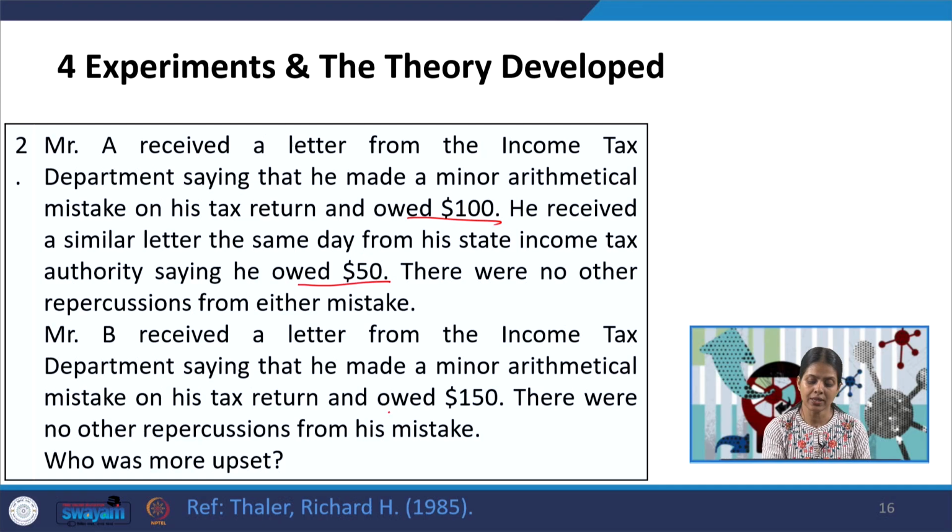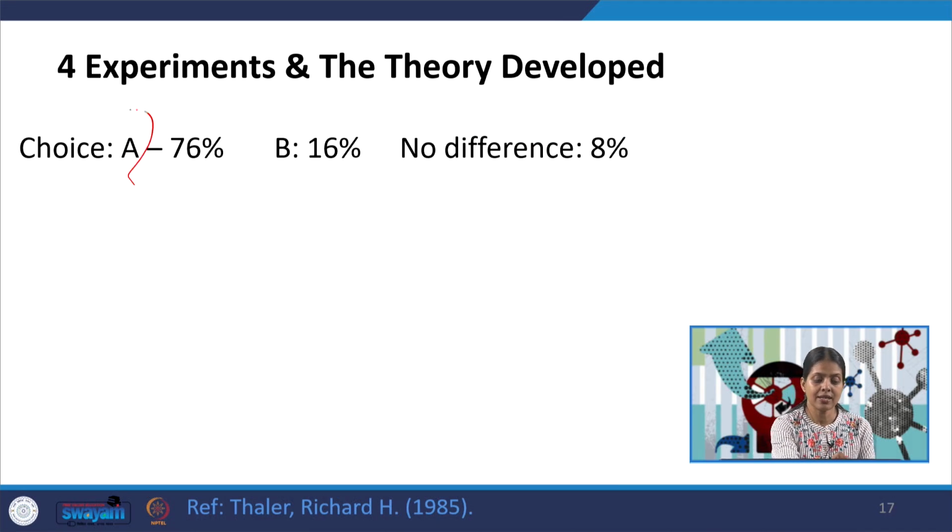A and one thing is happening to Mr. B. Both of them are asked to pay a certain amount. So, they must be upset. There are losses. So, who was more upset? 76% again said that Mr. A must be more upset compared to Mr. B, and of course, there were certain percentages for whom they were emotionally equal.